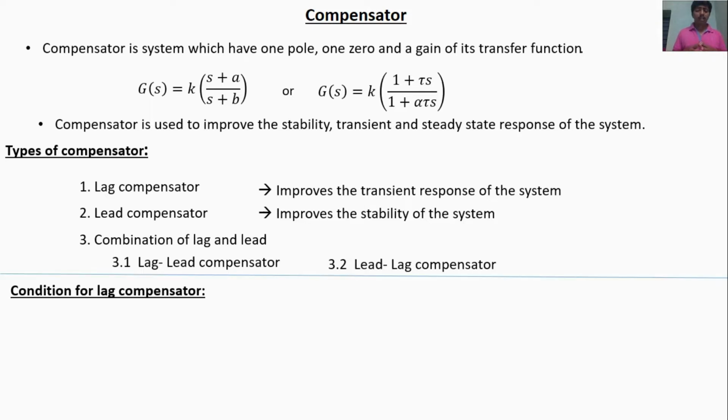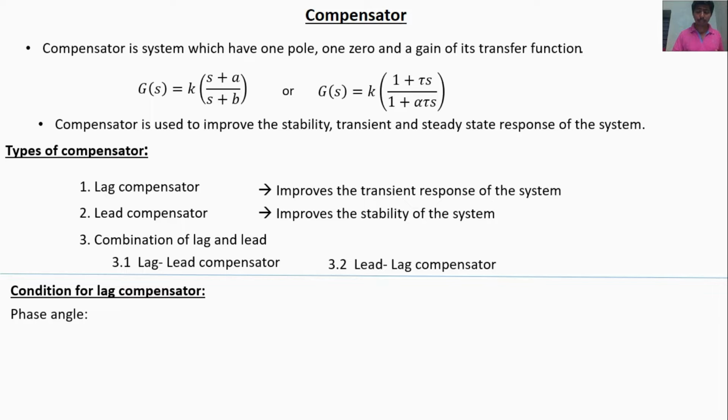For example, take an uncompensated system, and the phase angle of the uncompensated system is 35 degrees. If we provide a lag compensator, the total phase angle of the system will be reduced. The compensator will reduce the actual phase angle of the system. So the lag compensator provides a negative phase angle. If the compensator provides a negative phase angle, then it is called a lag compensator. If the compensator provides a positive phase angle, then it is called a lead compensator. This is the condition.